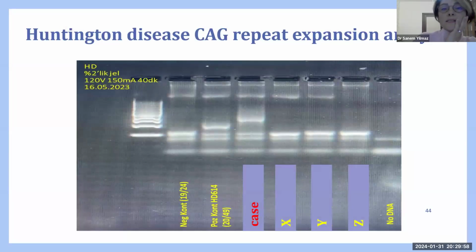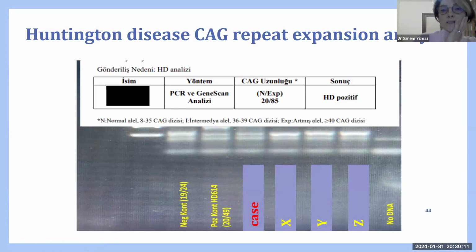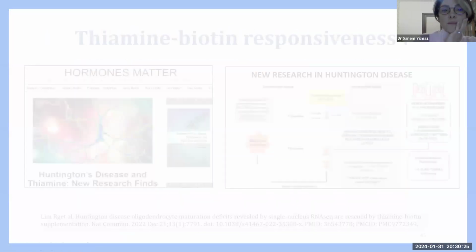The Huntington disease triplet repeat expansion analysis of the case revealed, as we can see when we compare with the negative control and the positive control, that it suggested Huntington disease. The triplet expansion number at one allele was found to be 85, which is compatible with the suspected disorder, and the case was diagnosed as Huntington disease.